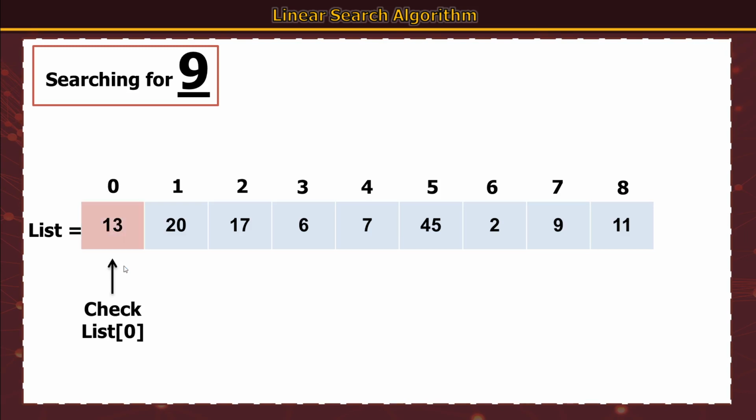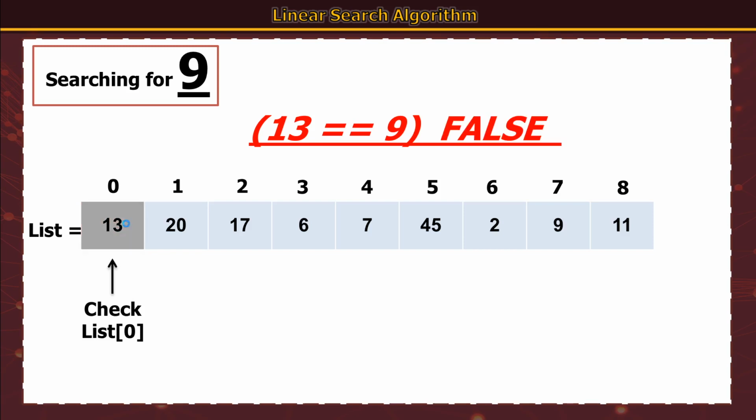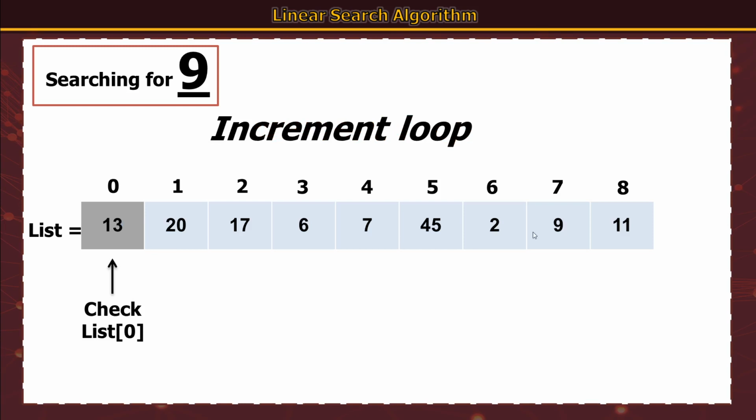So here, we are checking list index 0, which is 13. And then we're saying 13 equals 9. If you don't know this, double equals means equal to. So this reads 13 is equal to 9, okay? And we know that that is in fact false because 13 is not equal to 9. So then we would want to increment through this list using a loop.